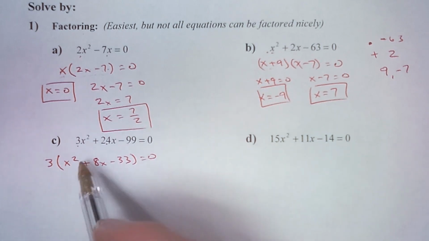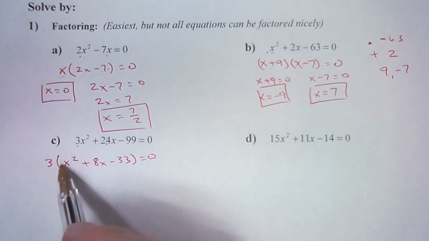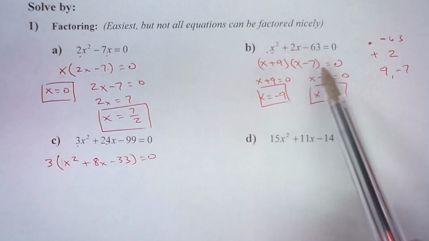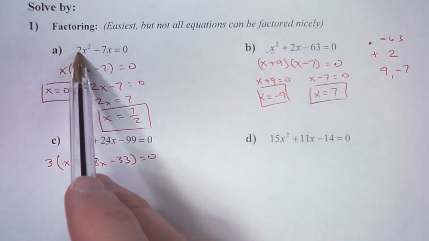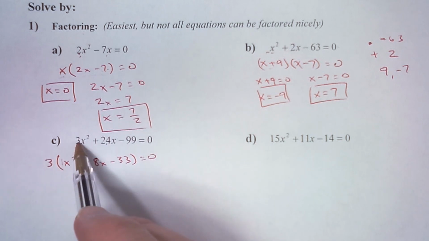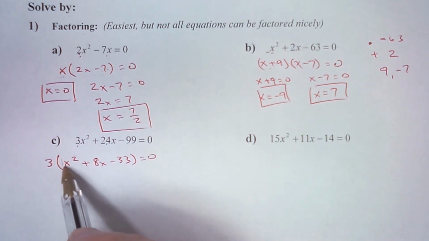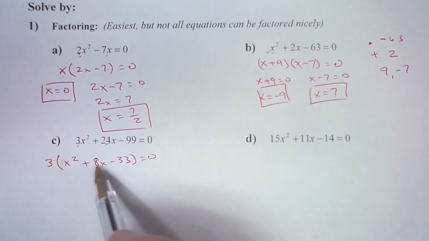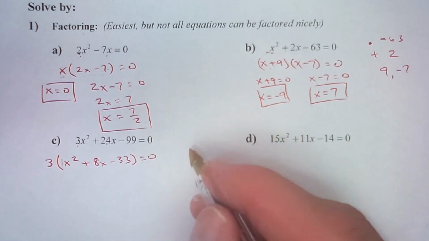Okay, so now I have a trinomial here with a lead coefficient of 1, so that number in front of the x squared. This is a 2, that's the lead coefficient. This lead coefficient is 1. I had a lead coefficient of 3, I factored it out. I now have a trinomial with a lead coefficient of 1.